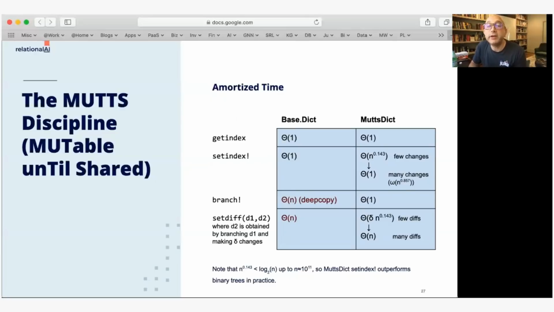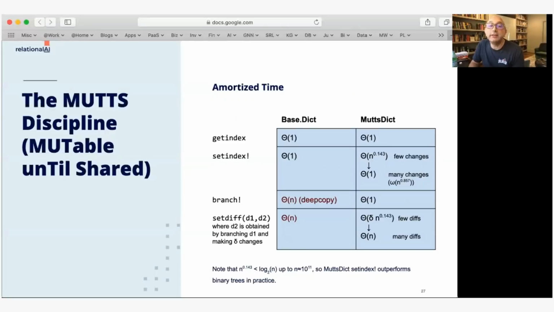An interesting footnote here is that the worst-case performance of setIndex for Julia's dictionary is linear time when a hash table resize is triggered. But the worst-case setIndex for a MUTS dictionary is only n to the 1/7, which makes it much better suited for applications where update latency matters.